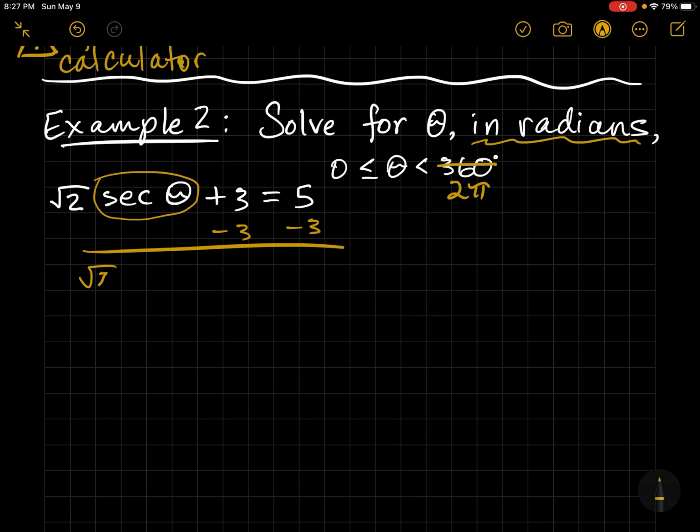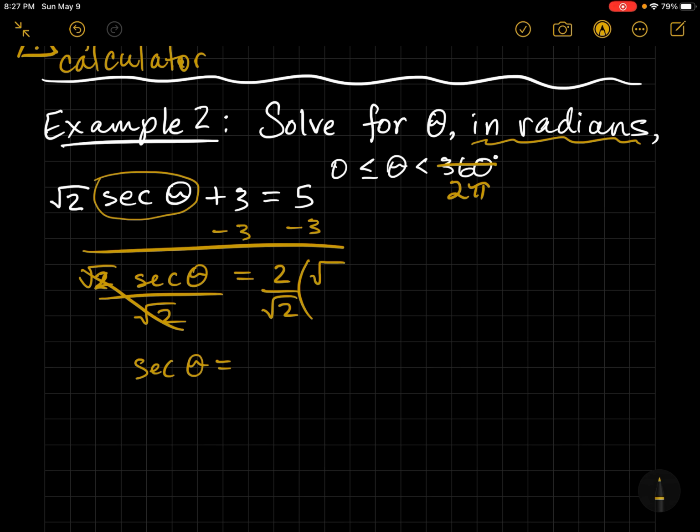So the first thing I'm going to do is subtract 3 from both sides. And I get the square root of 2 equals the secant of theta. And the angle is stuck to the trig function. Okay, and now I'm going to divide both sides by the square root of 2. So the secant of theta equals, I don't like the radical on the bottom. I better get that out of there.